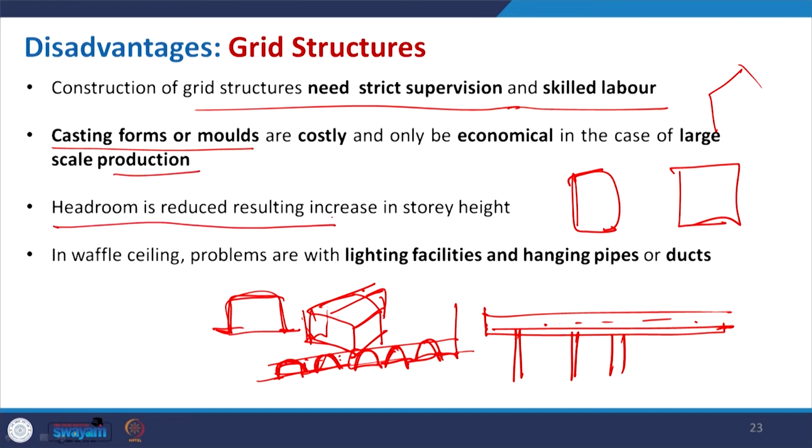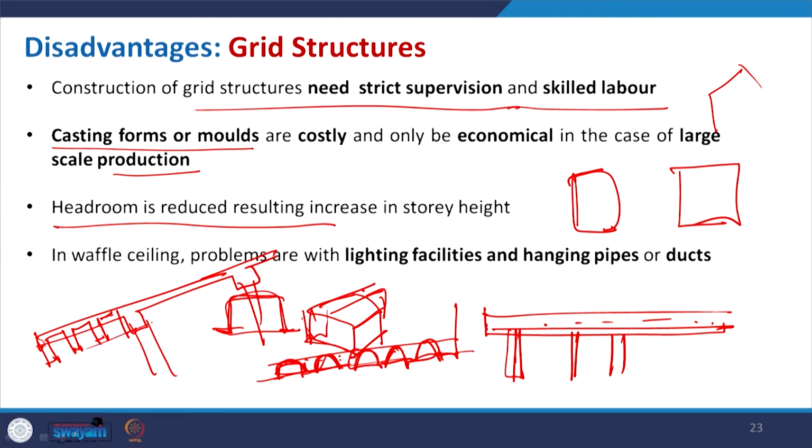Headroom is reduced. Definitely when you go for this instead of a flat slab, whenever we use a flat slab as a continuous beam, sometimes we just provide the beams to give the support, but for your waffle slab this repetition is more regular, though the thickness is less. So, effectively the headroom measured from the soffit of that particular waffle slab to the floor gets reduced. So, you need to provide a little bit more height. So, the storey height, the building height, will increase in this case.